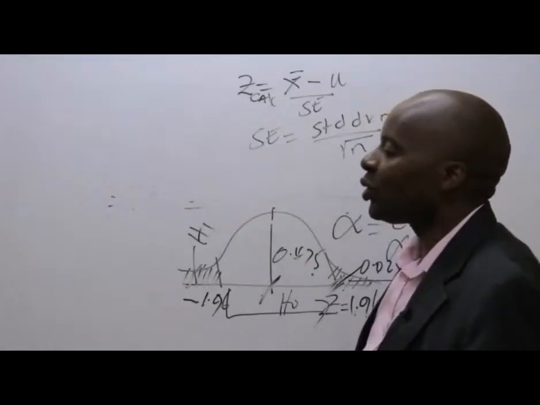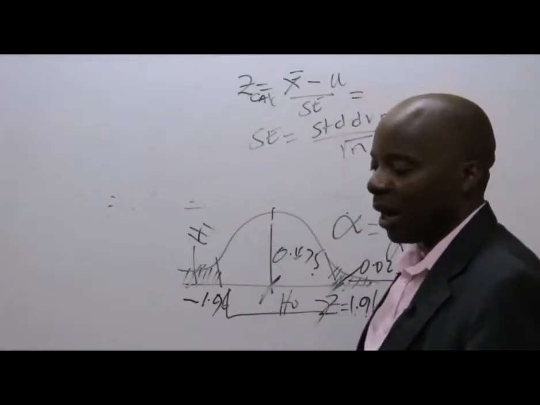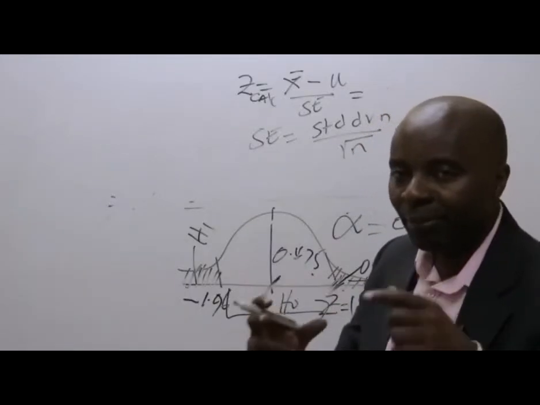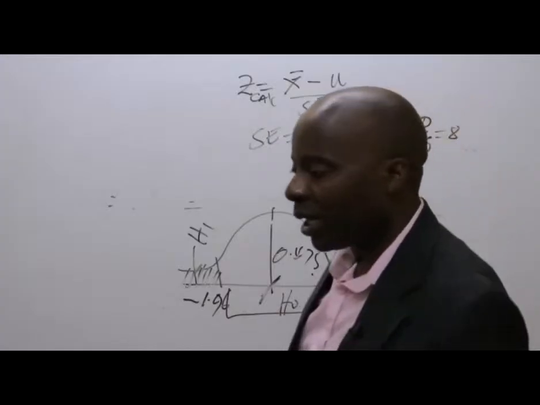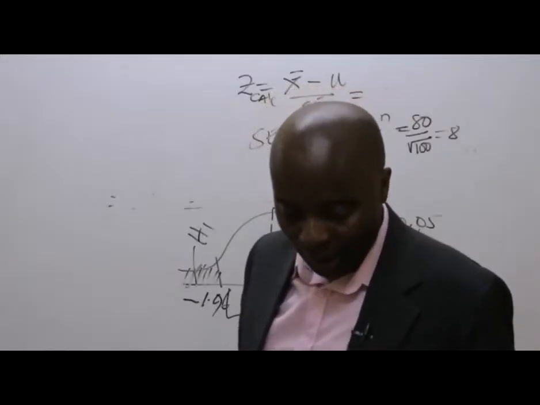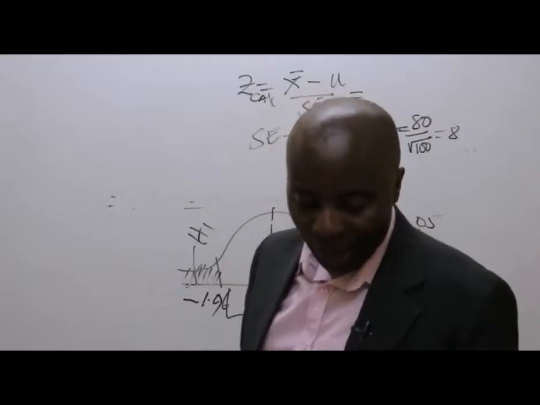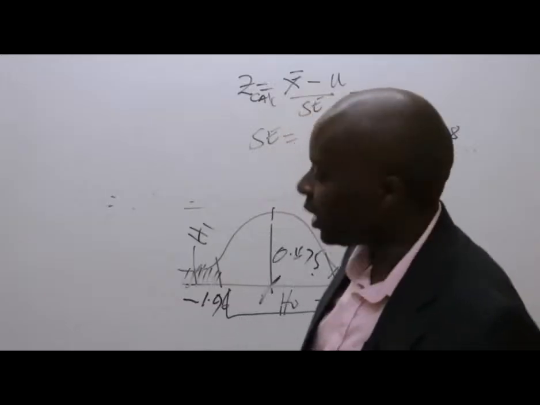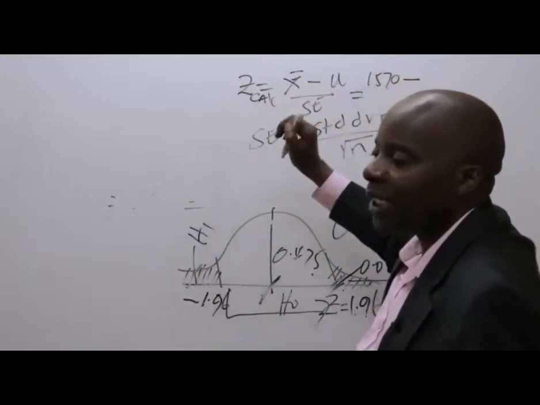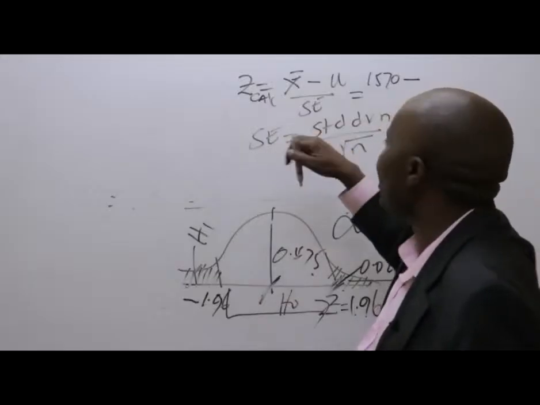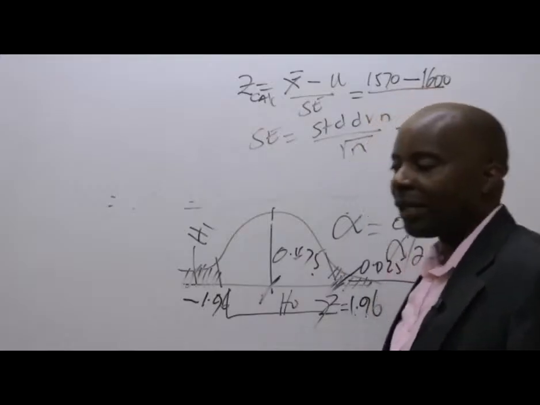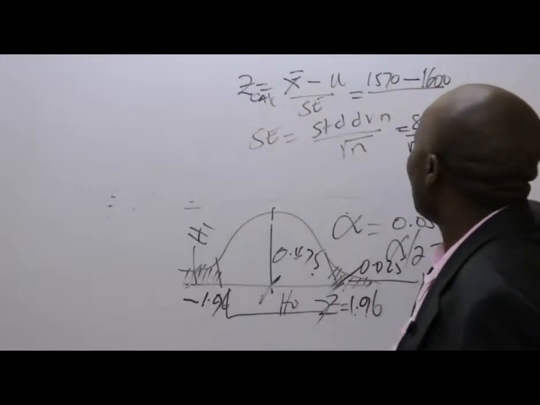So once I'm there, ladies and gentlemen, I'll plug in here. What is our X bar? Remember, X bar is the sample mean. Please write somewhere that X bar is a sample mean. Our X bar, the one that we sampled, is 1570. So we have 1570 minus mu, the population mean being tested, which is 1600, all over the standard error that you guys got correctly, which is 8.